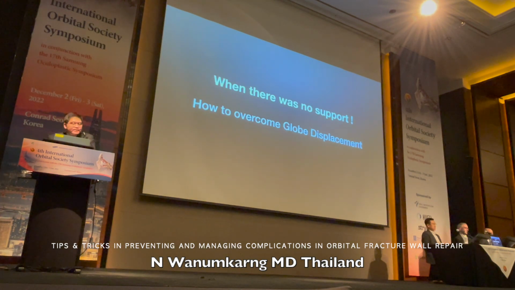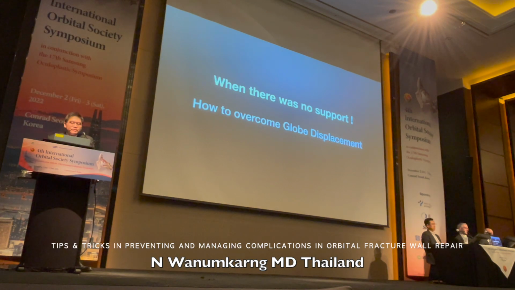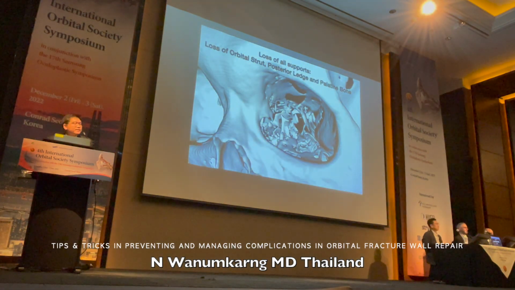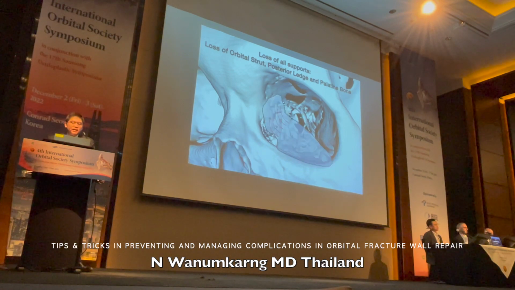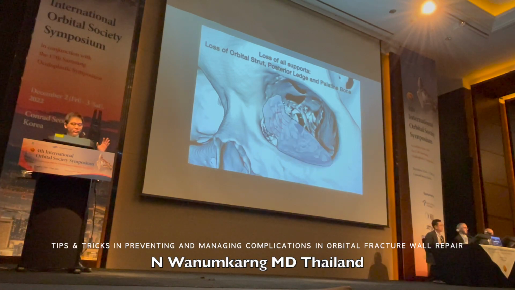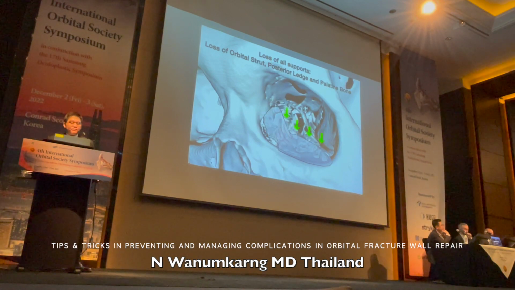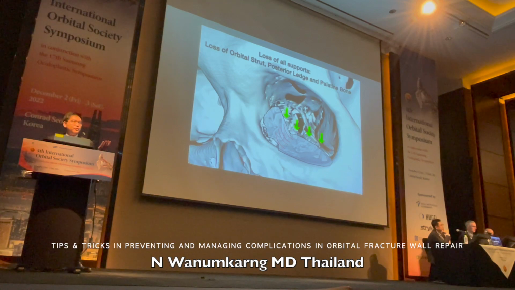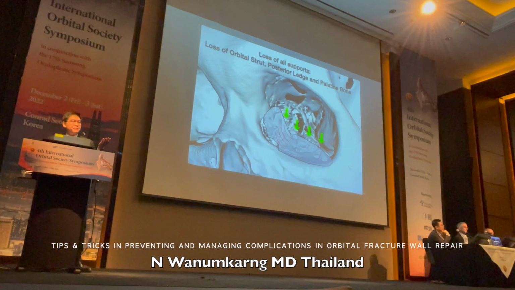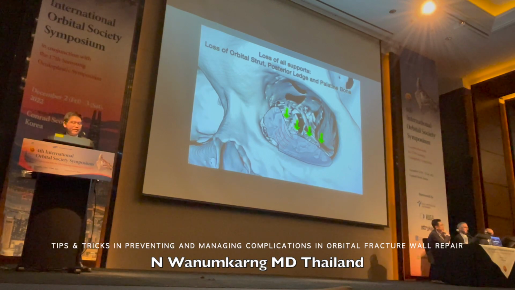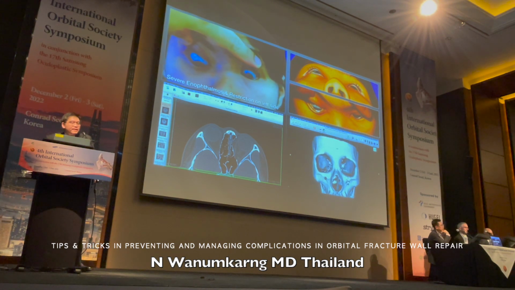When there is no support, that's the most challenging one: how to overcome the globe displacement. This is a case that has loss of support, loss of the orbital strut, loss of the posterior ledge, loss of the palatine bone, but we tried to put in the standard implant. But the problem is there is no support at all. If you decide wrong and you put the standard implant in a low-support area, the implant is going to drop down like a springboard effect.